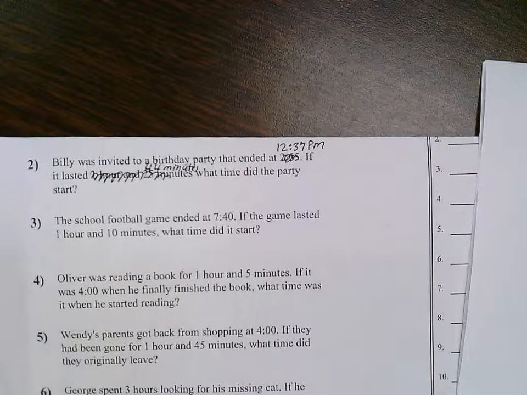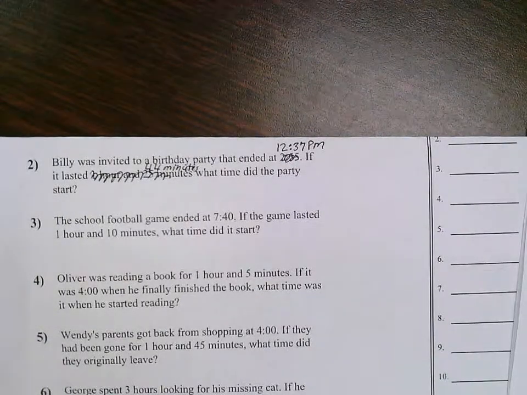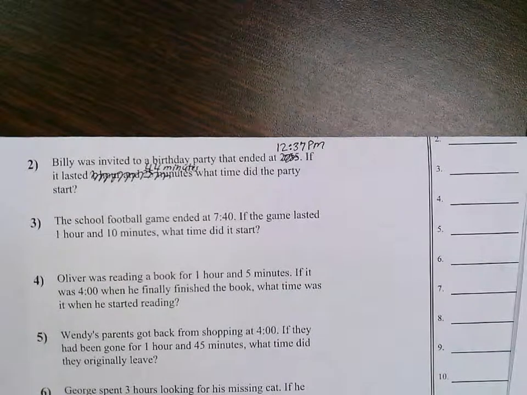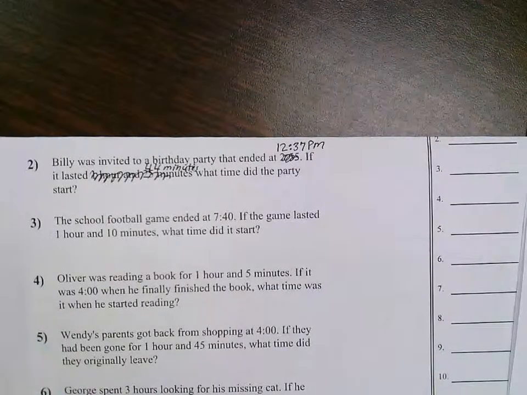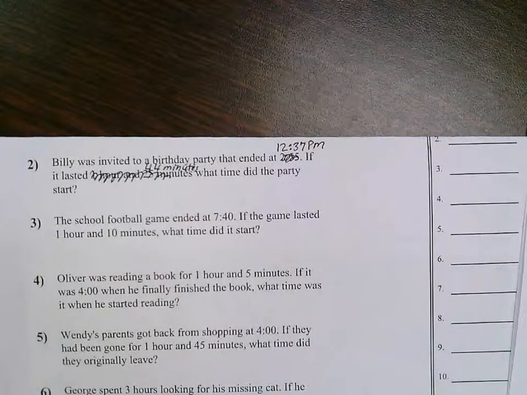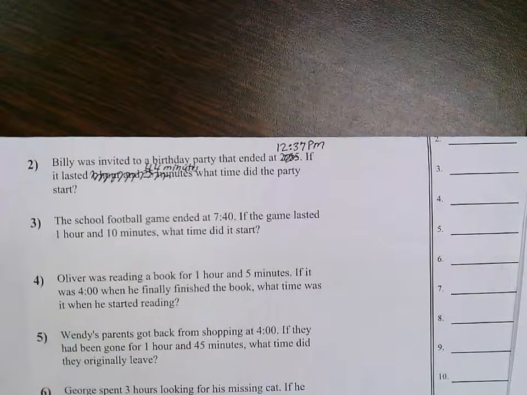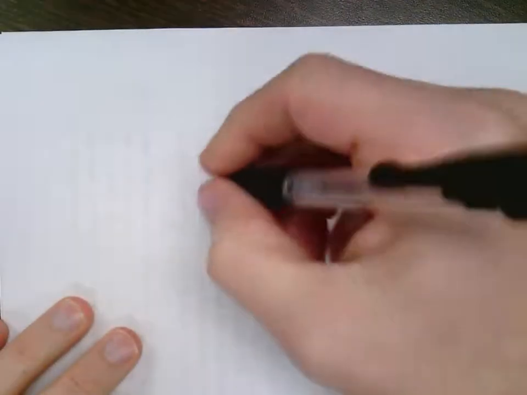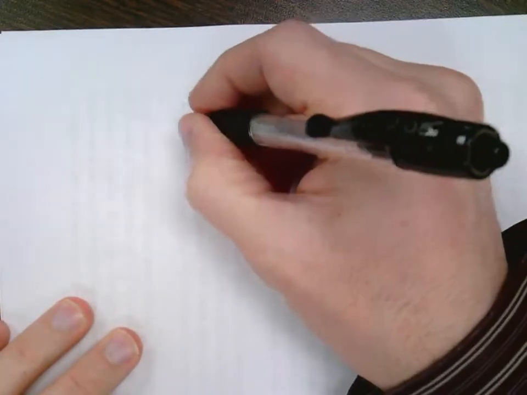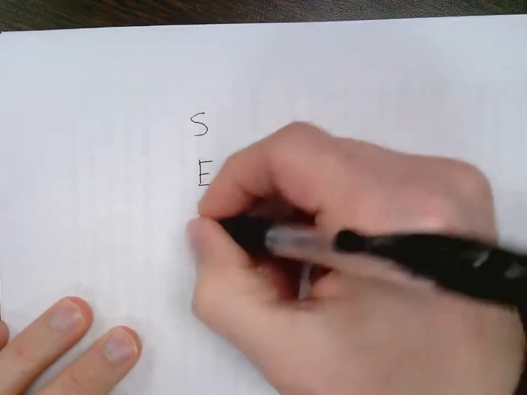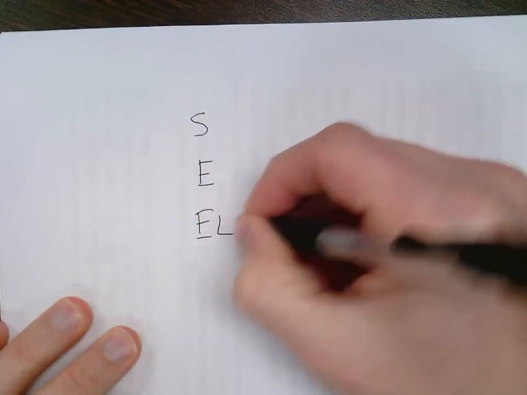To figure out the start time, the first thing I need to do is read the problem. Billy was invited to a birthday party that ended at 12:37 p.m. If it lasted 44 minutes, what time did the party start? So I'll need to write down on my paper start time, end time, and elapsed time.